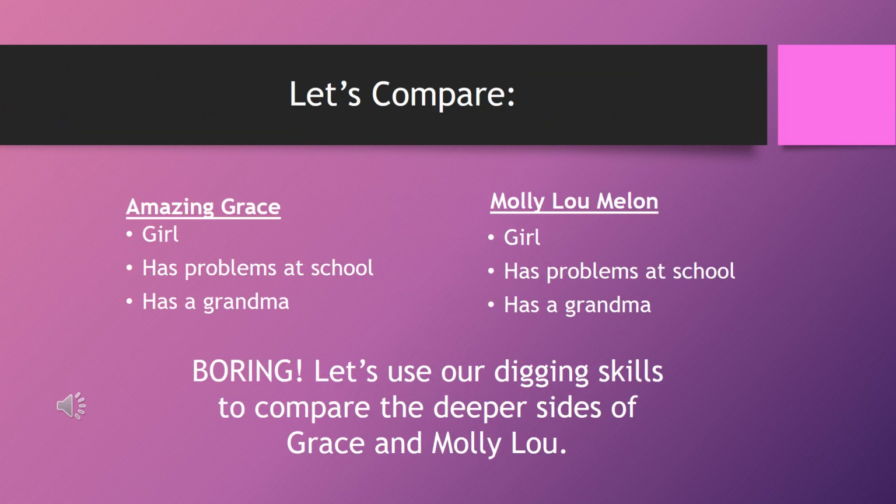Here's what I don't want to see. I don't want to see comparison about Amazing Grace and Molly Lou that is simple. Sure, they're both girls. Sure, they both have problems at school. And sure, both have a grandma. It's too simple, and it's boring. We need to use those skills that we have found for digging deeper. We want to compare the deeper sides of Grace and Molly Lou Mellon.